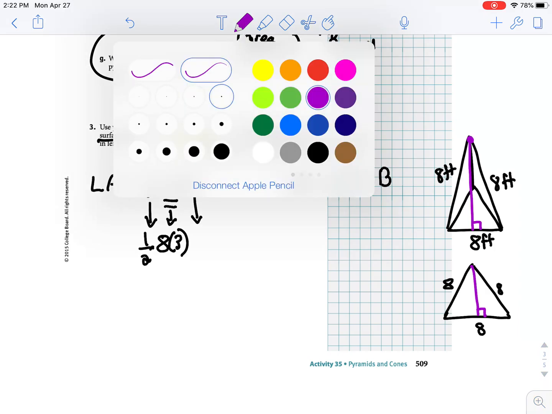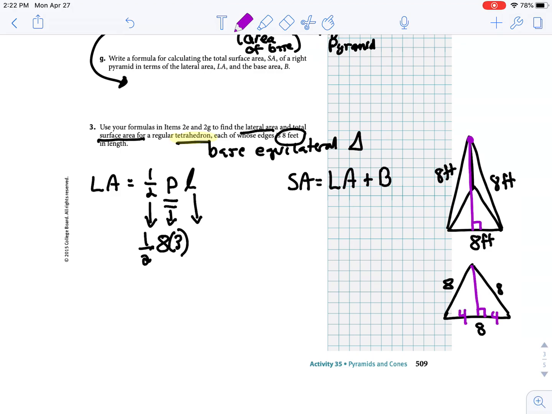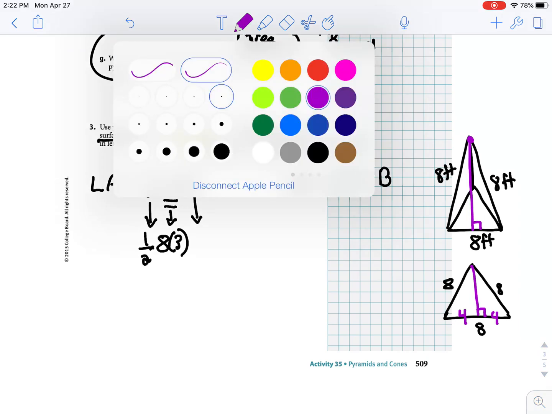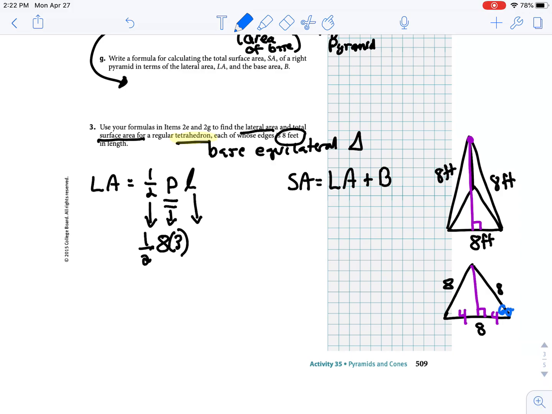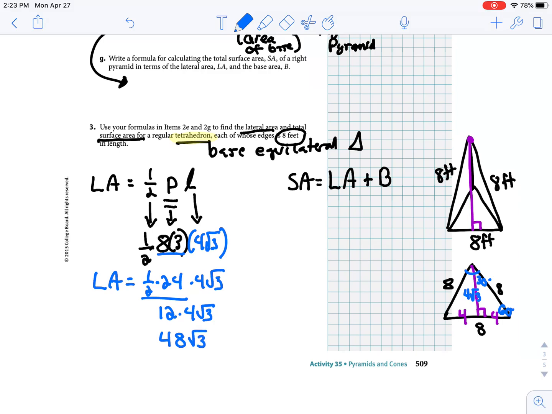If I divide my base into halves, make this 4 and 4, I should be able to find the height of this. Now keep in mind, if this is an equilateral triangle, then that means that this angle was 60. This angle at the top was 60, but it got cut in half and is now 30. So we can actually use our 30, 60, 90 triangle to find our height. And using that 30, 60, 90 triangle, the height here would be 4 square root 3. So once I know my slant height, 4 square root 3, I can plug all this back into my formula for my lateral area. And let's see, this is 1/2 times 24 times 4 root 3. Half of 24 is 12. And 12 times 4 root 3 is 48 root 3. That would be my lateral area, and that is in feet squared.